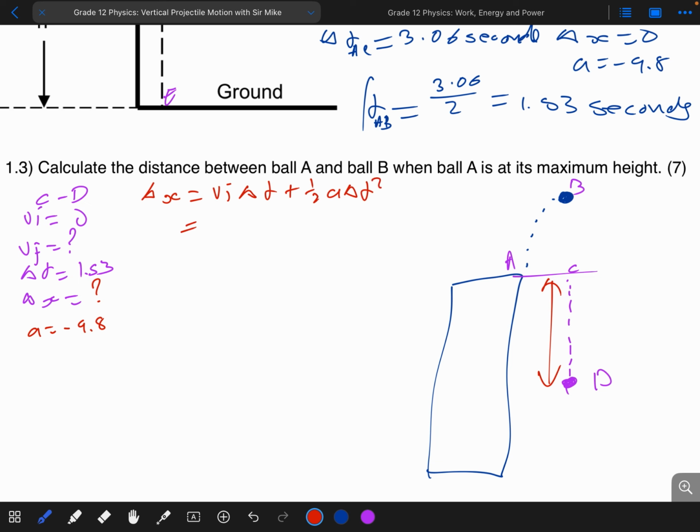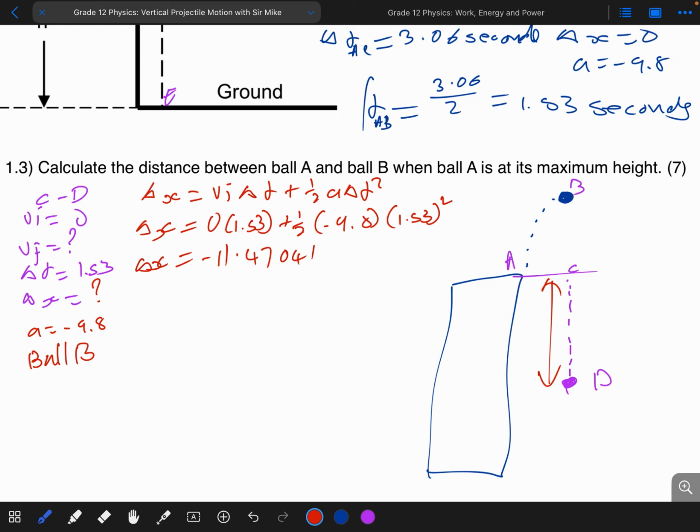My V initial for ball B, we're given that, so that's 0, multiplied by 1.53, plus a half multiplied by negative 9.8, multiplied by the time, which is 1.53, squared. If you put that into your calculator, the value you're going to get is negative 11.47041.